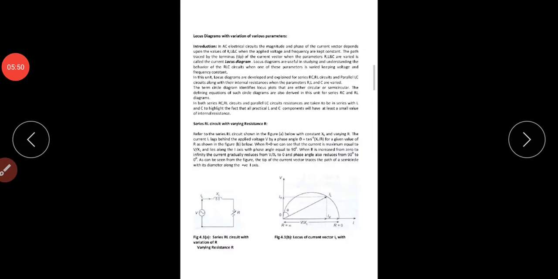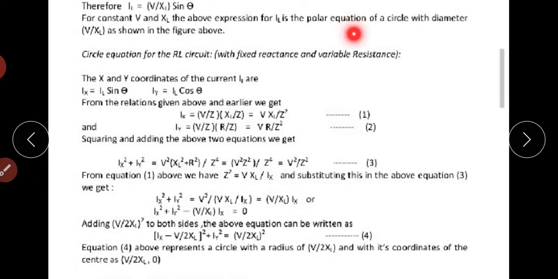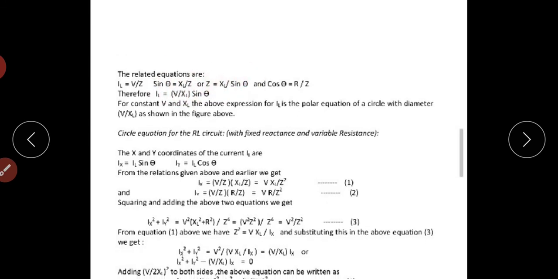Okay, now we have to write the circle equation. By using that circle equation, we can note down the center and the radius of the circle. Next, the related equations are: current I equals V by Z, and sin theta equals XL by Z. From this we can write Z equals XL by sin theta, and cos theta equals R by Z. Here the resistance value is varying, XL is fixed.